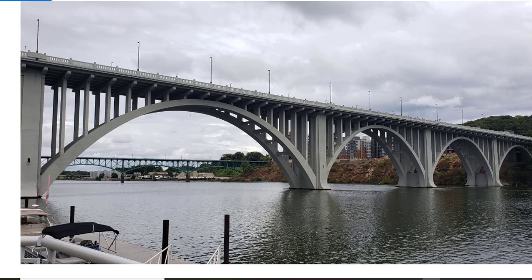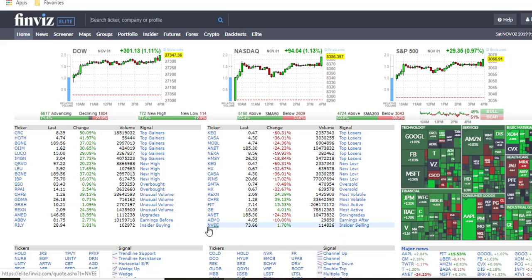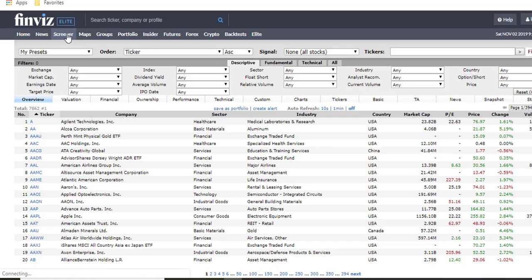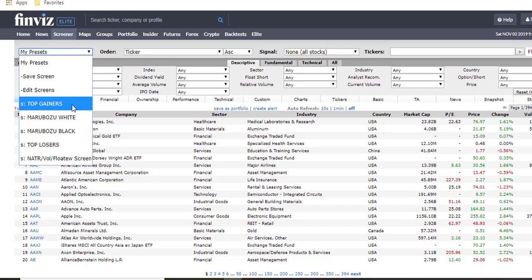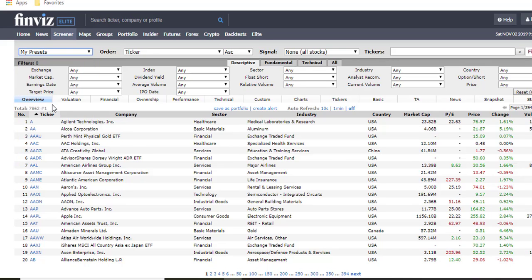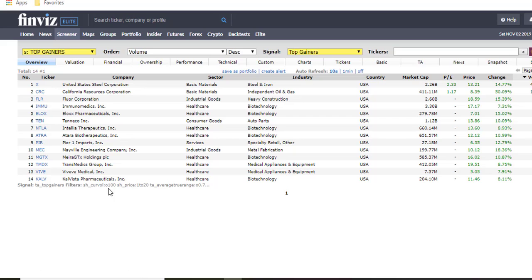So every morning what I do is I go on my Finviz and I pull up the home screen. Basically that's where I trade, but I also have a few things saved onto my screener. I have my top gainers, and I have my Marabozu white and Marabozu black and my top losers. But usually where I'm sitting at, it's the top gainers. I can just show you what it looks like.